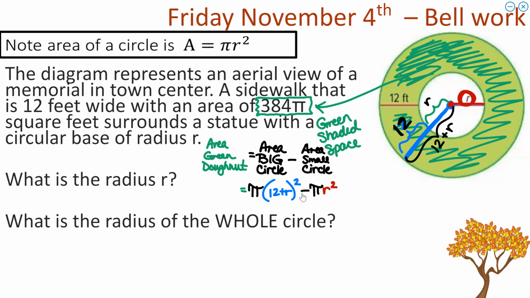Do I have any like terms that I can combine here? Do we have anything that has the same variable that has the same exponent? Pi r squareds. Here I have a plus pi r squared, and then I have a minus pi r squared. What's going to happen there? It's going to cancel out. I have no more pi r squareds.